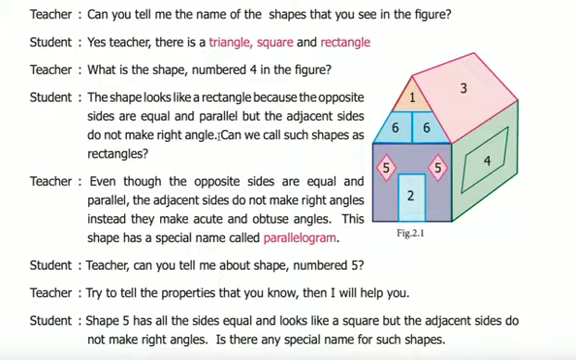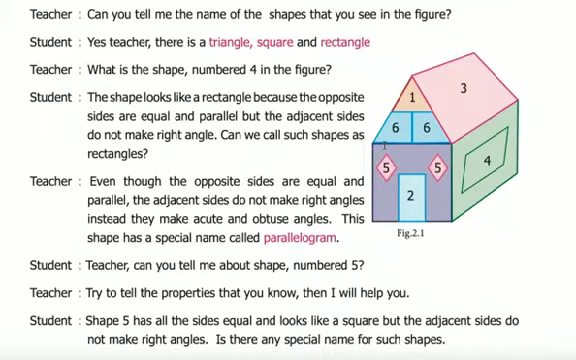Teacher is saying something. What will he say? Can you tell me the name of the shapes that you see in the figure? What is the student saying? Yes, teacher, there is a triangle, square, and rectangle. Oh, okay, this is a rectangle, and this one is looking like a square. Where he saw a triangle, here he saw a triangle. Okay, and there are many other shapes also. Okay, he didn't notice so far.